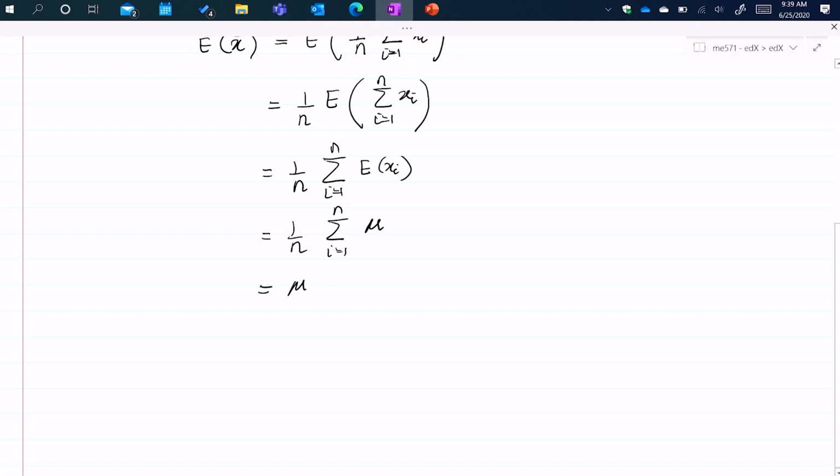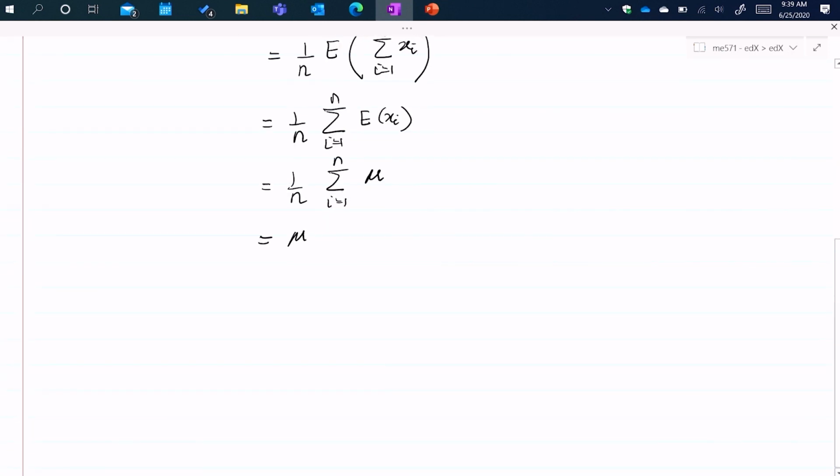So in other words, if I have lots and lots of observations, if I have an infinite number of observations, each observation will have an expected mean value of the population mean, which is mu, and therefore my sample of n items out of this large population will have a mean value of mu as well.